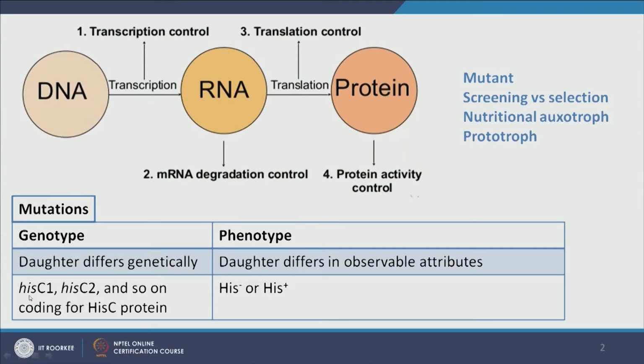Here it is: HIS followed by a capital letter and maybe a number, or not. So, hisC1 is the first mutant in the hisC gene. This is one of the ways of writing genes. Now, let me tell you.